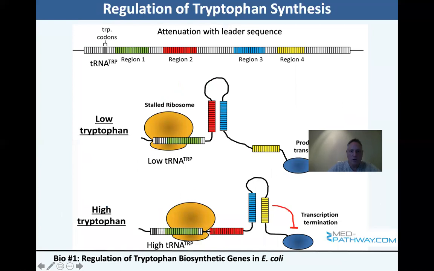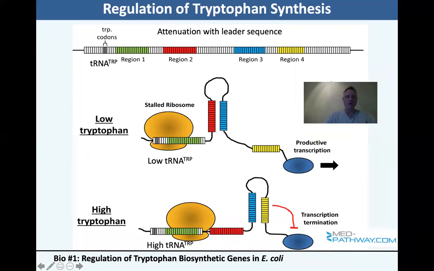There's also the tryptophan operon, and this uses a slightly different variation known as the attenuation leader sequence model. So what happens in this case is that in the 5' end of the operon, you have this leader sequence here.